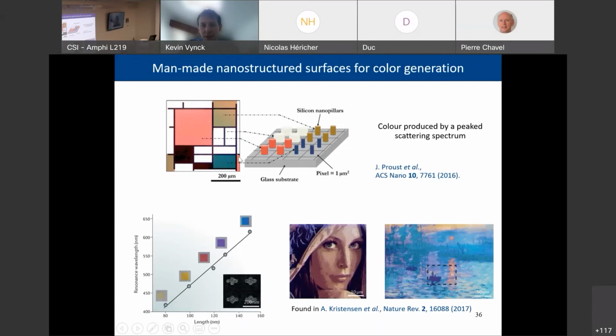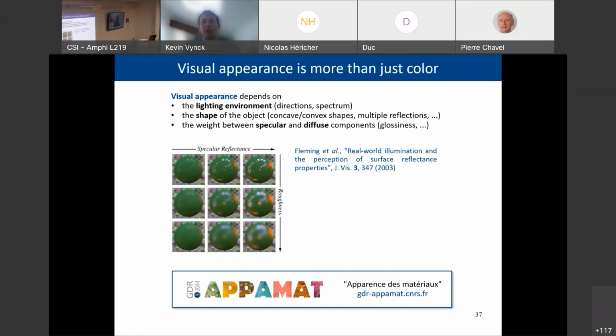You can see here, this is a painting of a size of about 1 millimeter. Here you have some photographs and paintings that are reproduced. The scale bars are 10 microns and 15 microns here. And this can be made using dielectric particles or metallic particles, because those can really produce a wide range of colors.